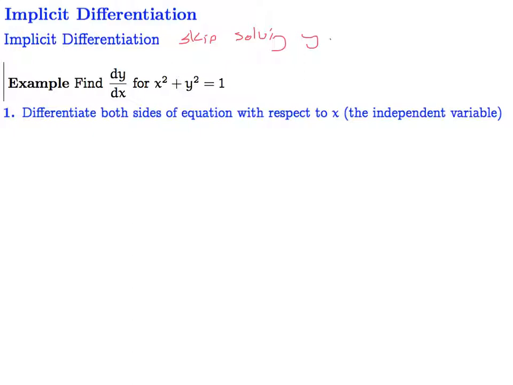So the first step is to differentiate both sides of the equation with respect to x, that is the independent variable. So we're going to take the derivative with respect to x of x squared plus y squared, and this is going to equal the derivative of 1.